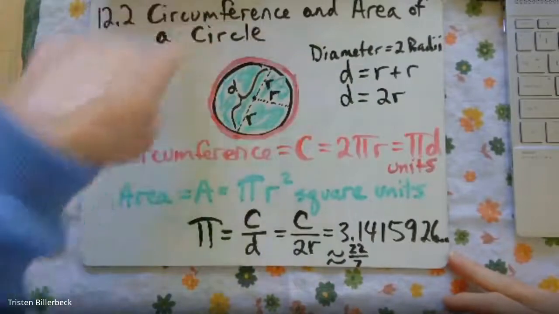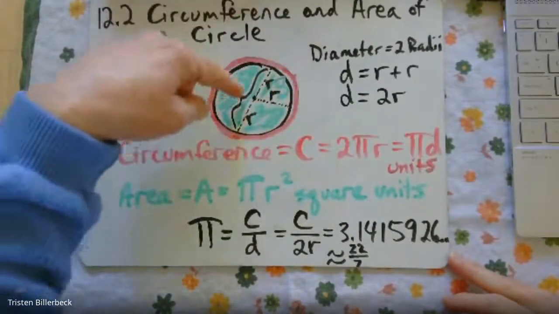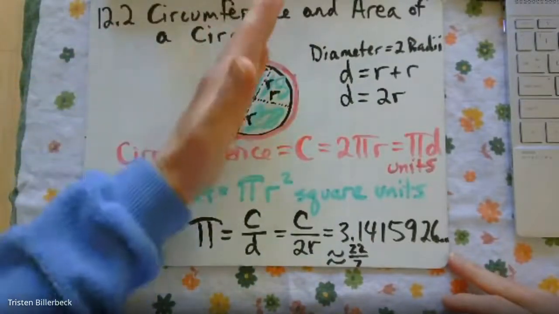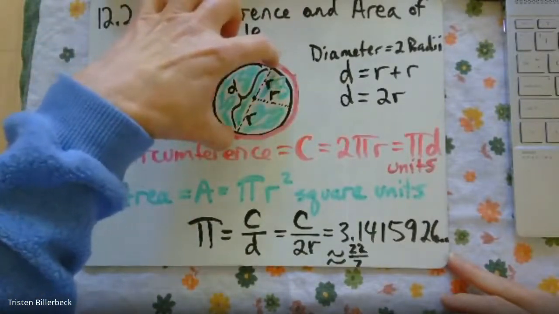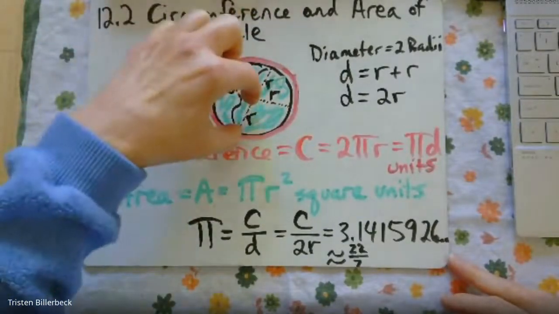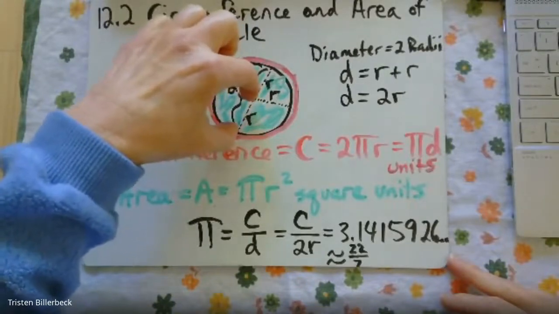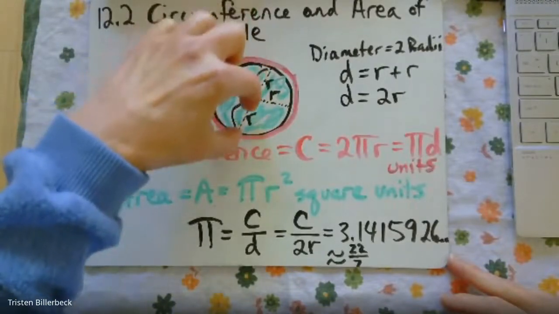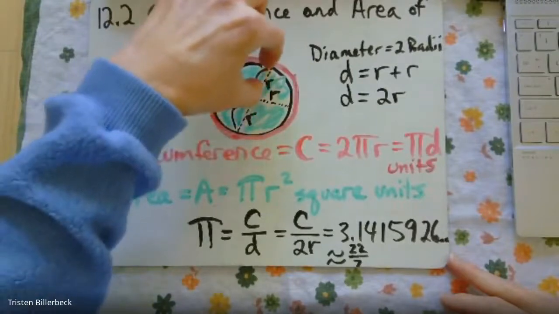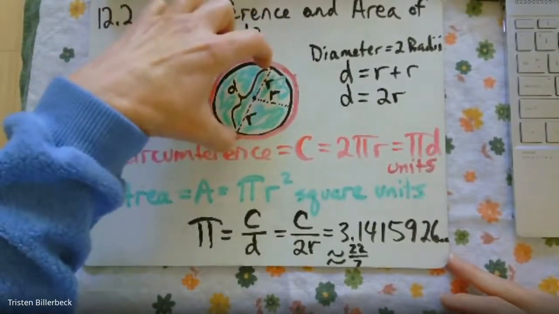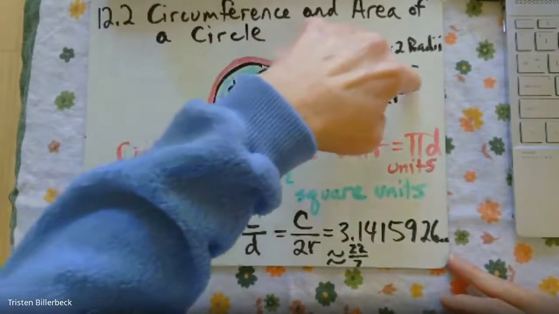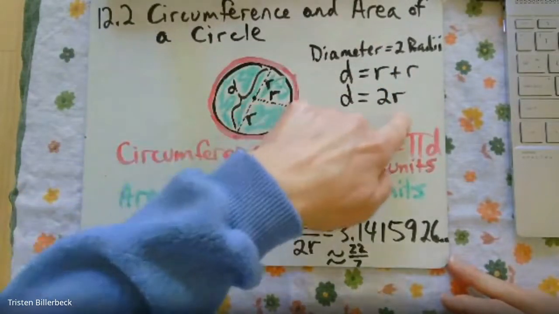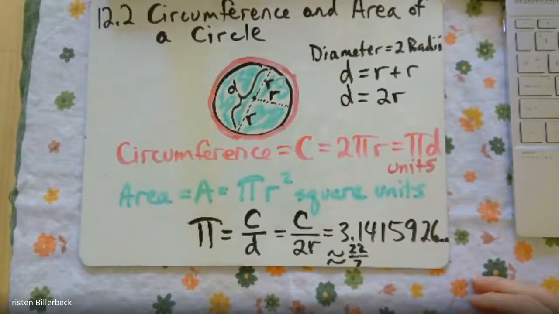So if we have a circle here with a diameter here, the diameter goes all the way across the circle, right through here. And then we have our radius, which is only halfway through the circle. So there's two radii that make up a diameter. So diameter equals radius plus radius. So diameter equals 2 radii.